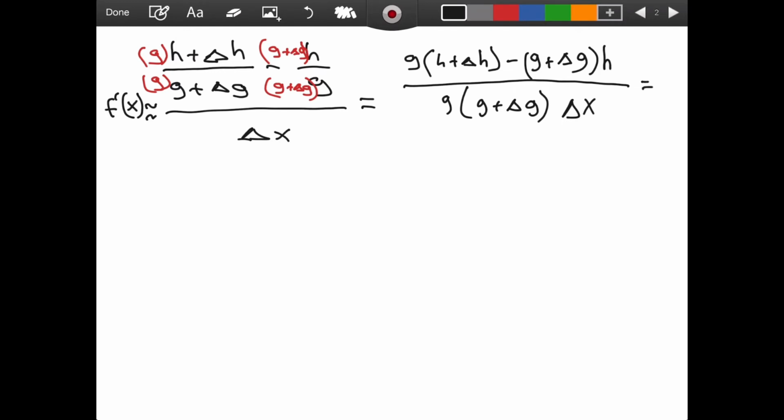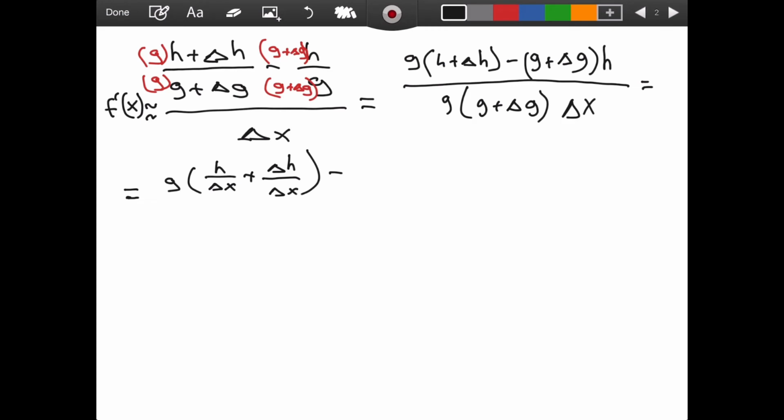Now, this is equal to, if we now divide by delta x the terms in the numerator, we would get g times h plus delta h, and I am dividing by delta x, so I will put divisions like this. Let me write it again. So we divide by delta x, and I am dividing what is inside the parentheses. I distributed the division inside the parentheses.